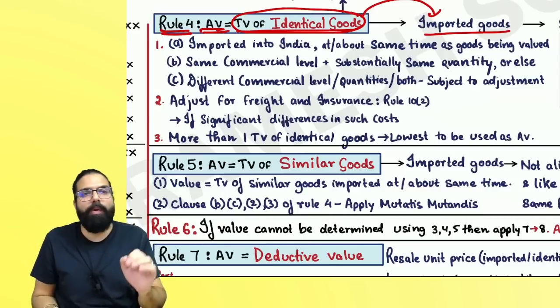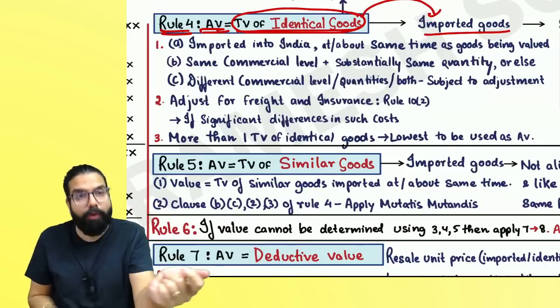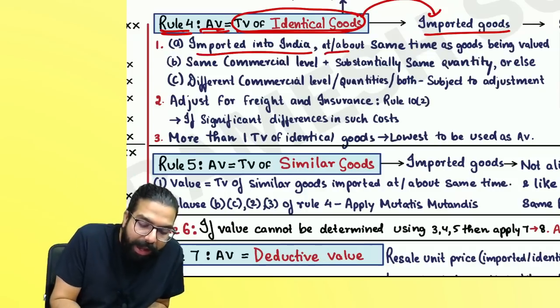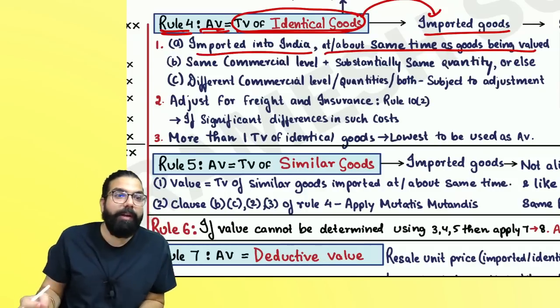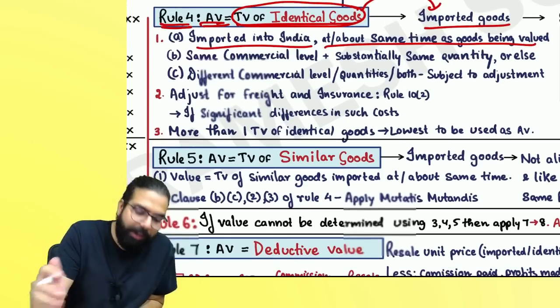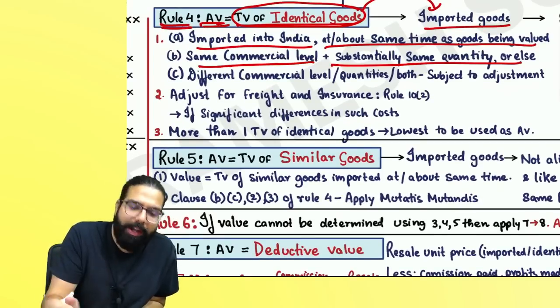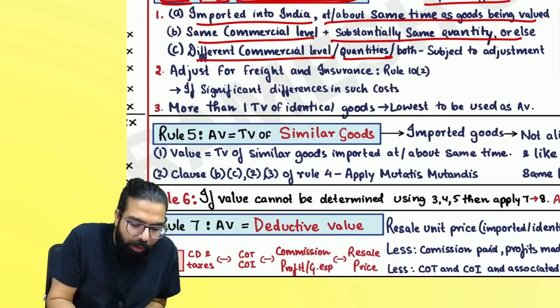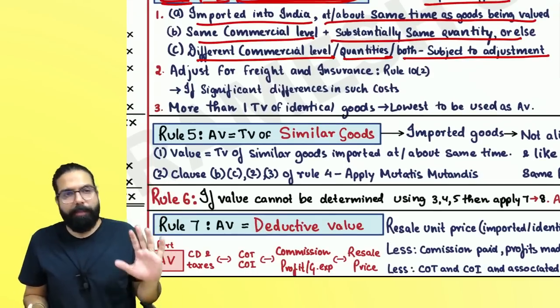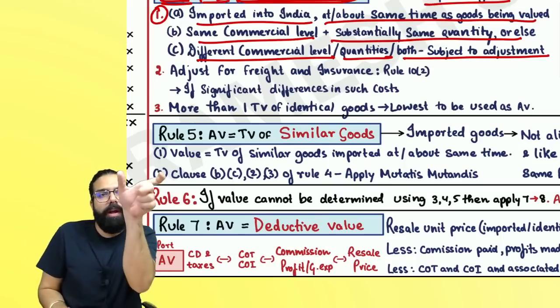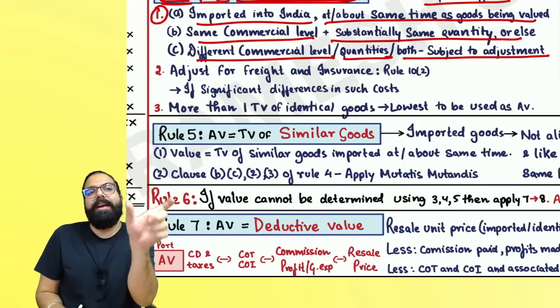Are we clear, everyone? Now, once the officer has found the identical goods, which identical goods should they be? Those imported into India at or about the same time, at the same commercial level and in substantially the same quantity, or else different commercial level or quantities, subject to adjustment. The next one is, once he has found the value of the identical goods, he will further make the adjustment for freight and insurance.